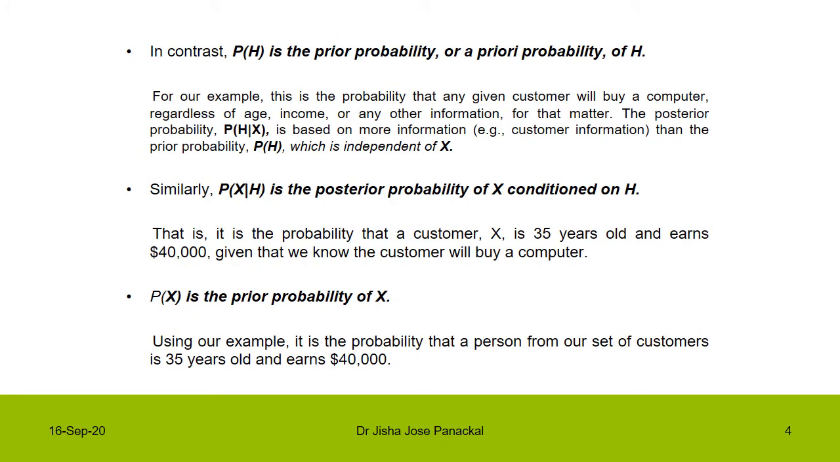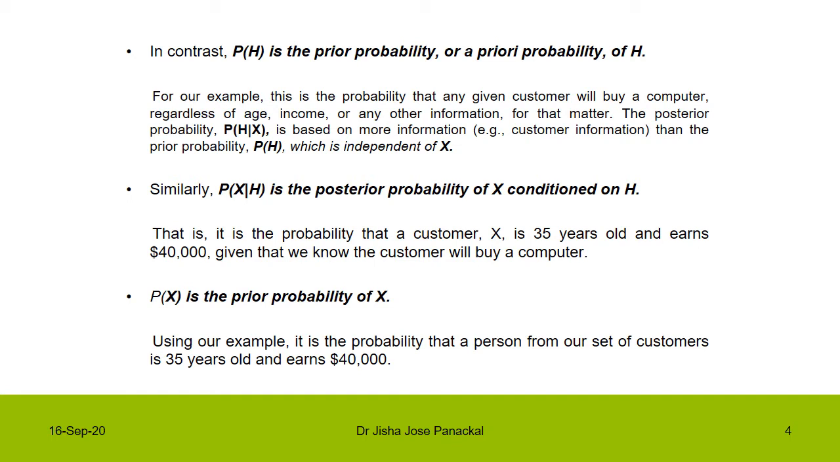In contrast, we have to calculate P of H, that is the probability of this hypothesis. It is the prior probability, or priori probability, of H. Similarly, we have to calculate the probability of X conditioned on H, which is known as the posterior probability of X conditioned on H.